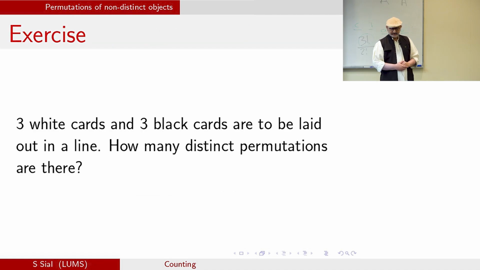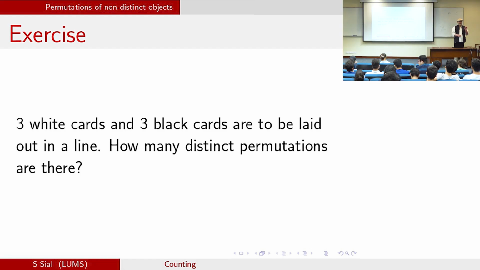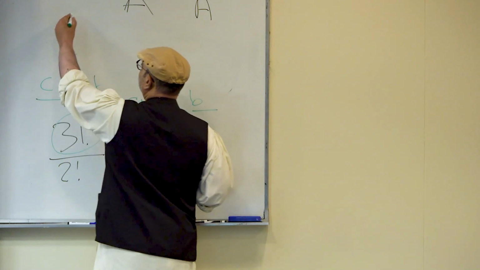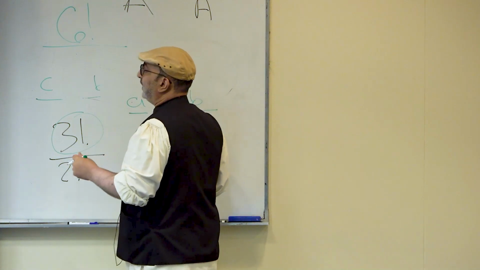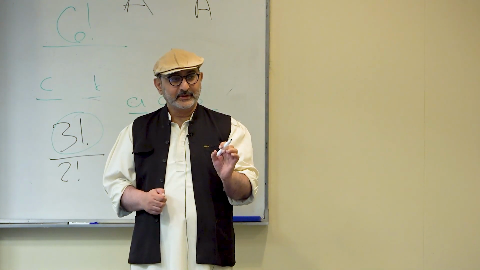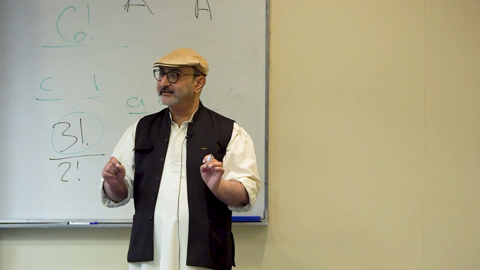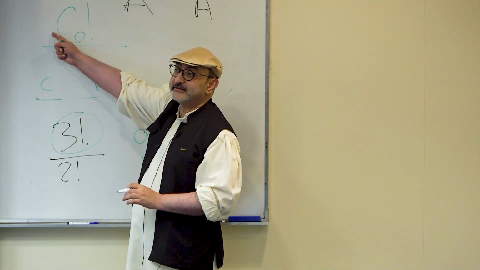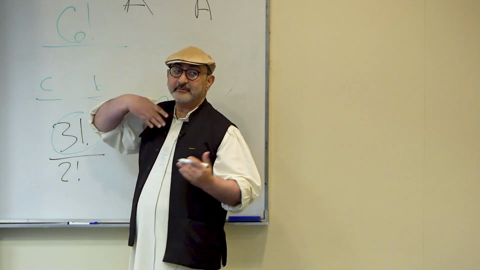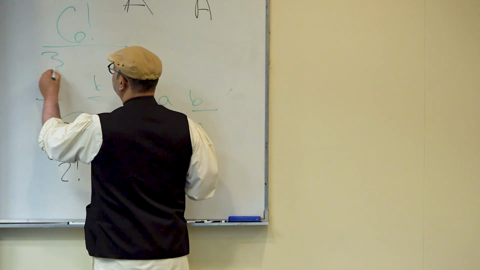Okay, all right. So 3 white cards, 3 black cards. They just show white and black. They're laid out in a line. How many distinct permutations are there? If they were distinct, I would say 6 factorial. But the 3 white cards were the same. So interchanges within those 3 white cards are contributing 3 factorial to here, but they shouldn't be, because interchanging them doesn't change anything. So I have to divide out by that 3 factorial.